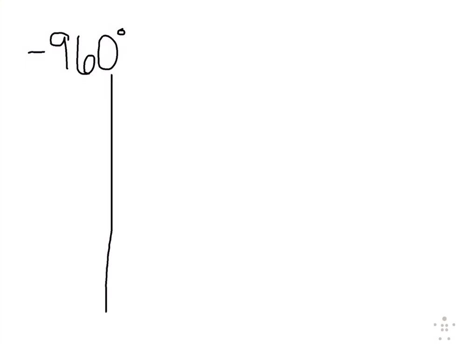Number 7, sorry, number 7 has negative 960 degrees. Now this one's a little unique because of the fact that it's not less than 360 to begin with, is it? So when I draw this, first of all, which direction do I turn it? Do I turn it clockwise or counterclockwise? When it's a negative, I go clockwise.